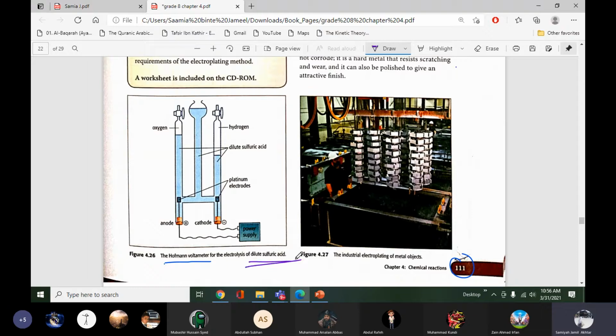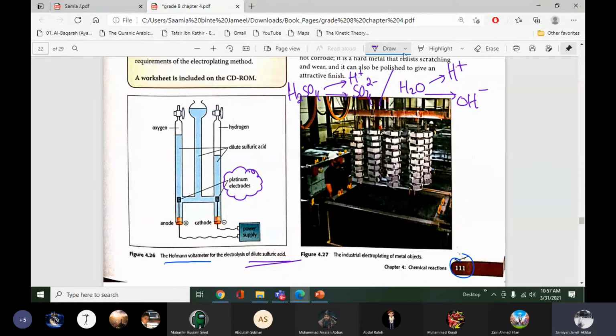Okay, so it is dilute sulfuric acid, and you can see here we are using platinum electrodes. You have to remember that in the Hoffman voltameter, platinum electrodes are used. Cathode and anode both are made up of platinum. Now, it's dilute sulfuric acid. Sulfuric acid will give H positive and sulfate ions, SO4 2 negative, and water will give H positive and OH negative.